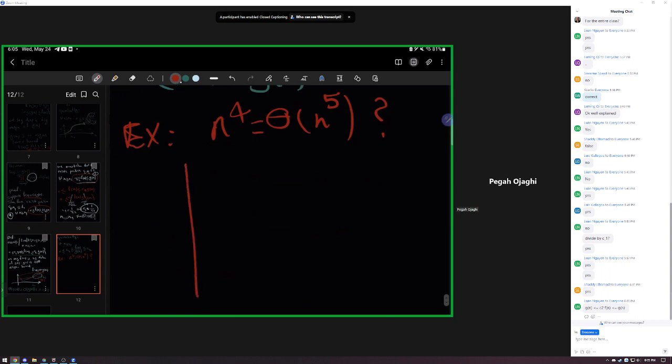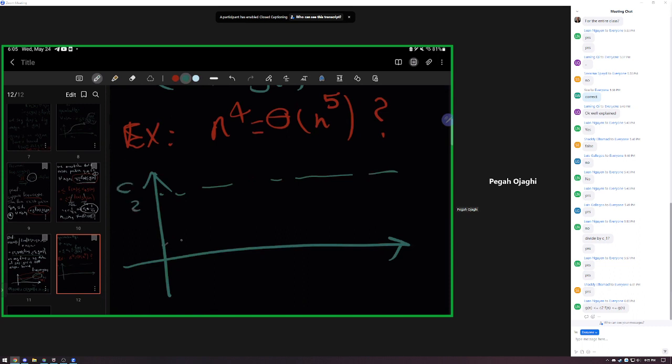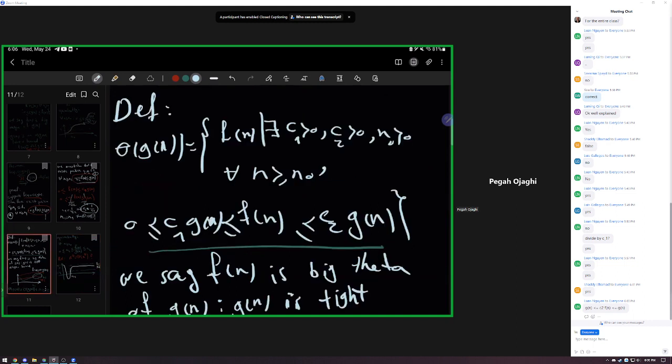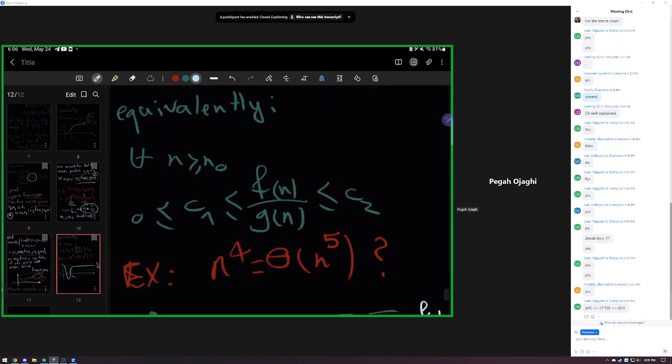If I plot this, I have one C1, C2 here, another number C1, and then if I plot n to the 4 divided by n to the 5, it's going to be something like this. It means after n naught, f of n divided by g of n is going to be between C1 and C2 every time. That's the definition, so that's going to be an equivalent. Instead of just going and showing this directly, you can divide it and show that there is a C1 and C2 which works. That's another way to prove it.